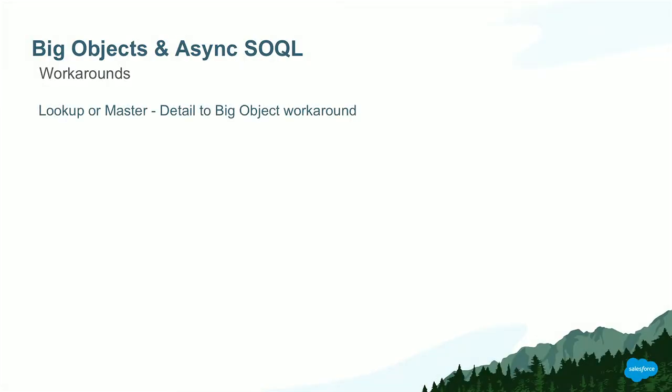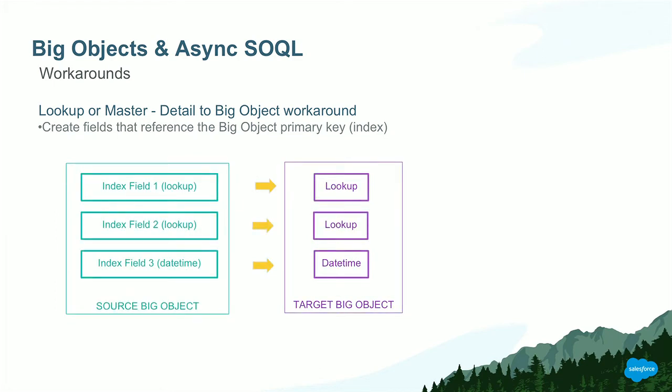And remember at the beginning of the presentation when I said that you cannot create lookups to big objects. Imagine that now we want to extend our archiving solution and we want to create another big object in which we want to include a lookup to the code review history big object. So what we could do is create fields on that second big object that reference the big object index fields. In our case, we had two lookups and a datetime, so we would need to create those fields in the target big object and just populate them, because remember, the index is the unique identifier of the big object in the organization.